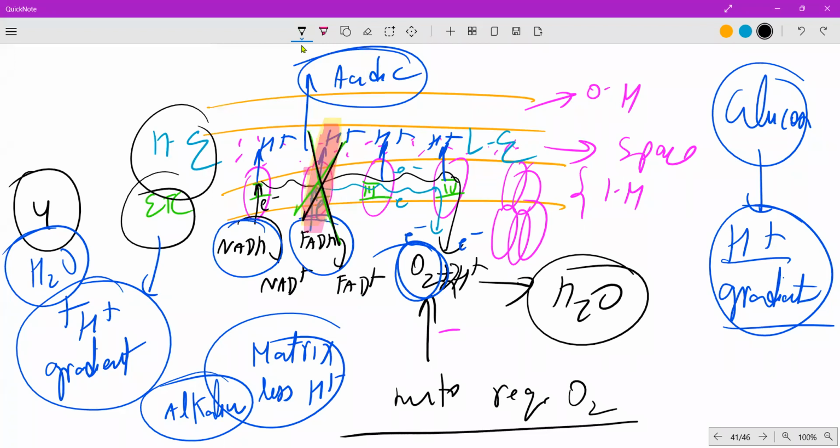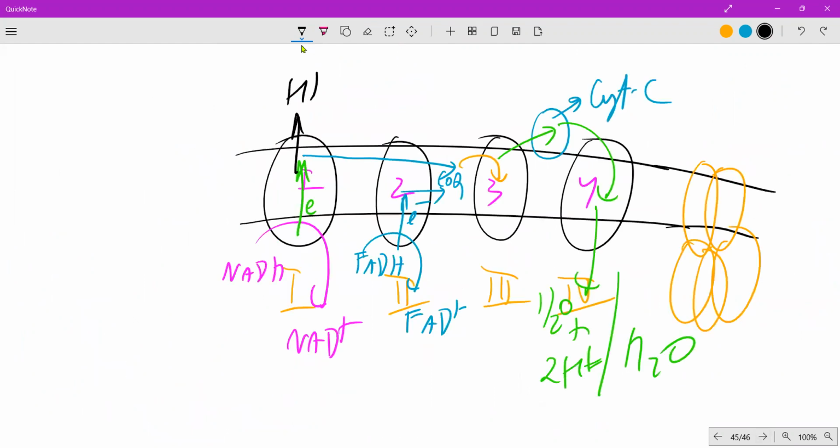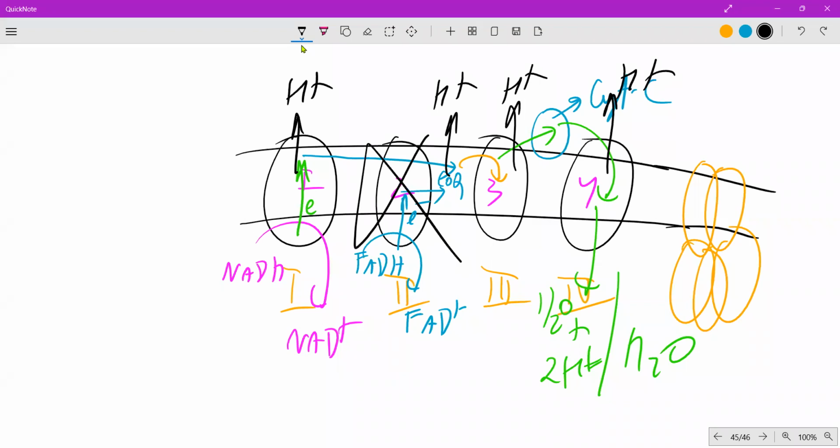This is wrong. 1 can translocate protons, 3 will translocate protons, coenzyme Q can translocate protons, 4 can translocate protons, but never 2. Am I clear? From here protons will go, this can also give protons, this will also pump protons, and this will also pump protons, but this will not. 2 will never translocate protons. This should be clear. Okay?